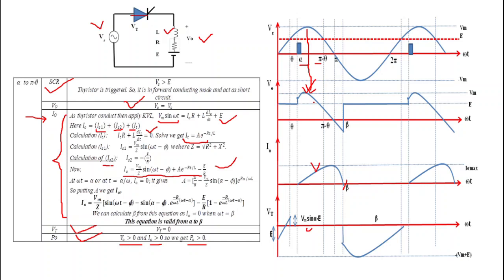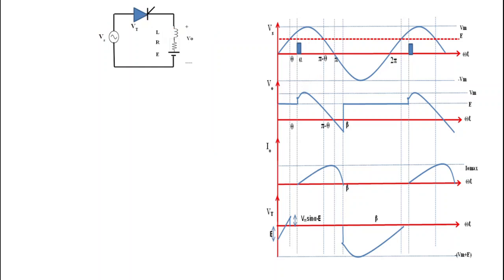Now one more important thing I want to tell you: whenever there is an inductor in the circuit, this thyristor will conduct up to beta, and it will remain turned on as long as we get positive current, and here we get positive current up to beta. That's why this thyristor remains turned on up to beta. Okay, after knowing this much of the concept, we move to the next angular slot.